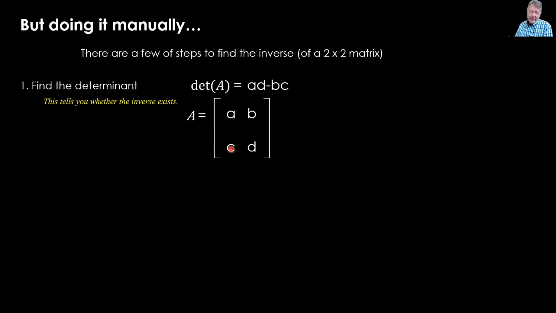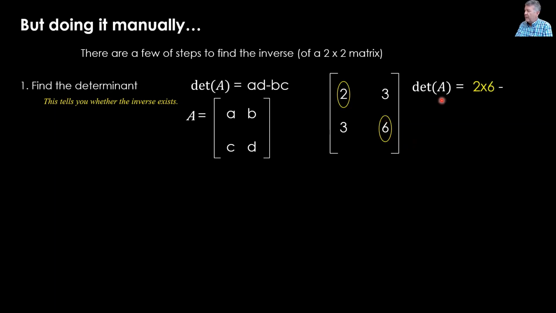What does that mean? Let's have a look. Here's an example, the matrix from before, 2, 3, 3, 6. So let's check if the determinant exists. We write the determinant of A equals A times D, so that was 2 and the 6. So 2 times 6, take away 3 times the 3.